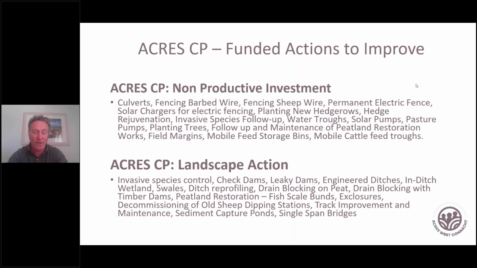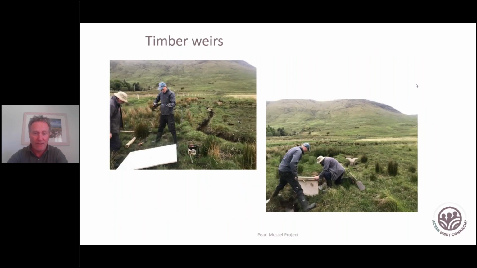And then the landscape actions is where they're a bit more involved with the project team. But again, we're talking about impeding pathways by the use of check dams or leaky dams, engineered ditches, and all these different kinds of measures to just impede that pathway from the source into the receptor. Timber weirs is just a few examples. I'll just fly through these photos. I'm pretty much finishing up.